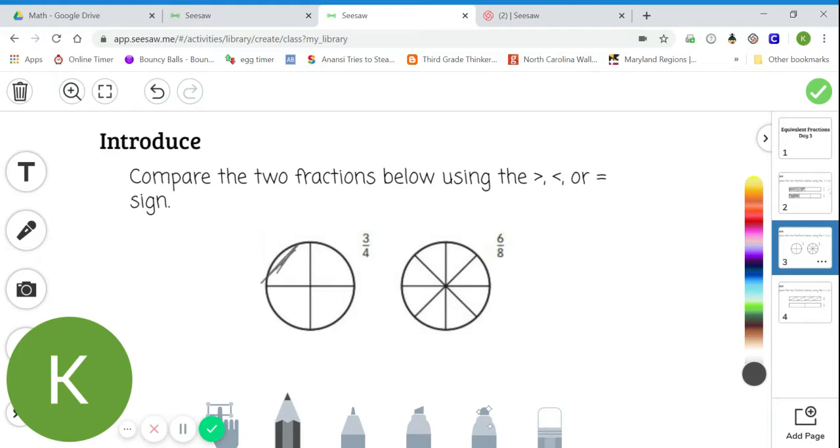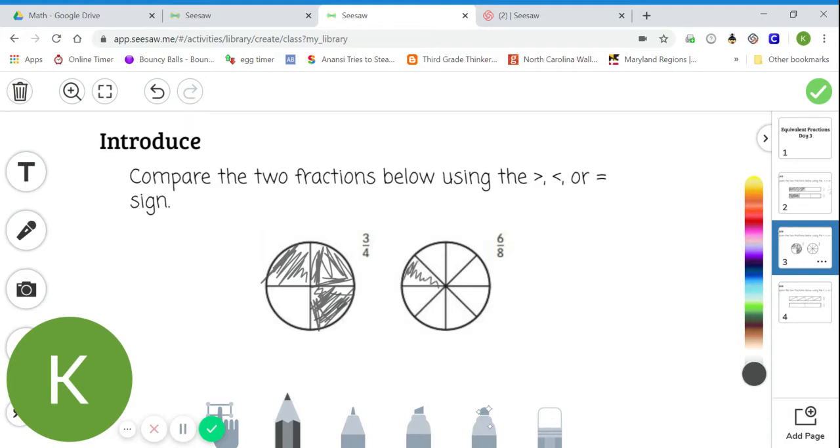So I'm going to start by shading 1/4, 2/4, 3/4. There we go. Now I need to represent 6/8. That means 6 parts of my fraction model need to be shaded in out of my 8 equal sized pieces.